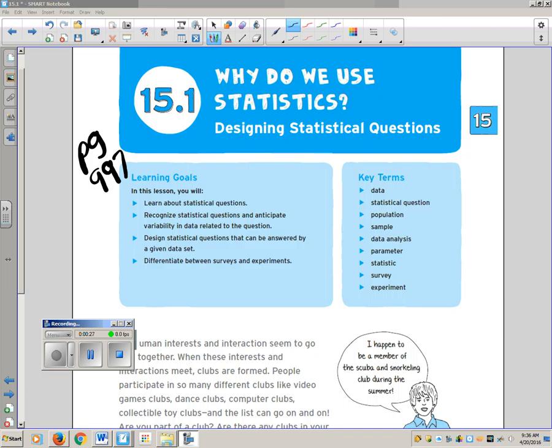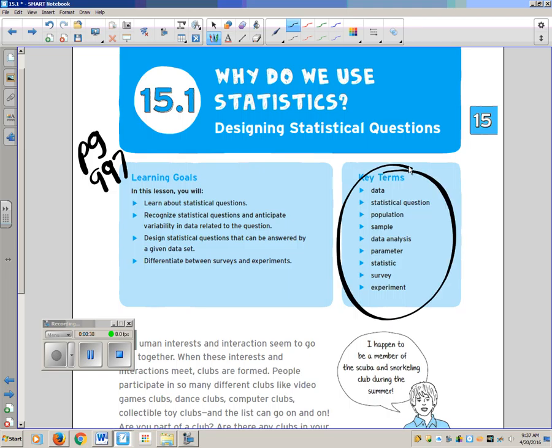Chapter 15 has a tremendous amount of vocabulary. Starting with 15.1, this is all the vocabulary you need just for this section. There are about 25 vocabulary words. You're going to need to study these vocabulary words in order for them to make sense.